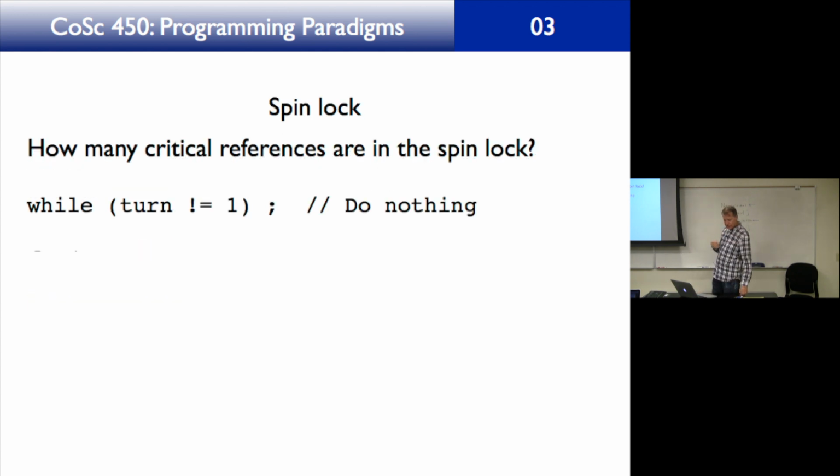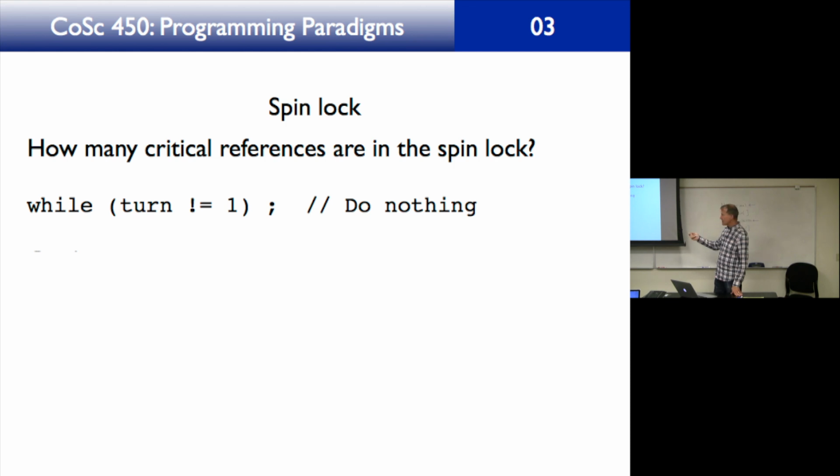So now, here's the thing. This timeout is a while statement, right? Here's the question. How many critical references are in the Spinlock? You remember the definition of a critical reference? What's the shared? It is 1. What is the critical reference? Turn. Yes. It's this turn not equal to 1.